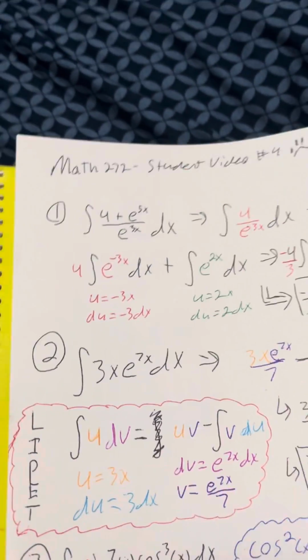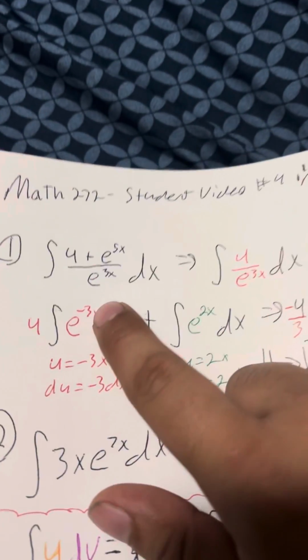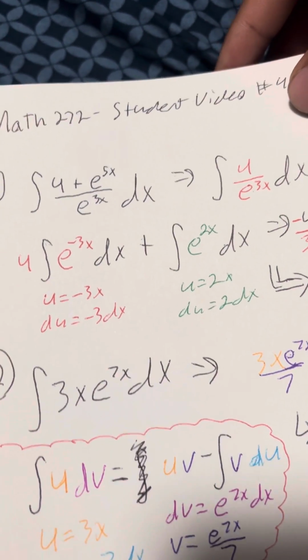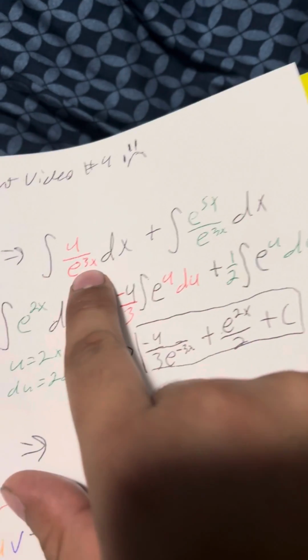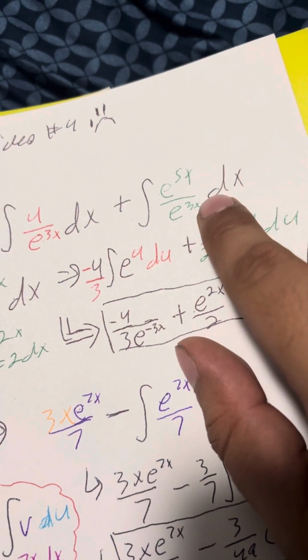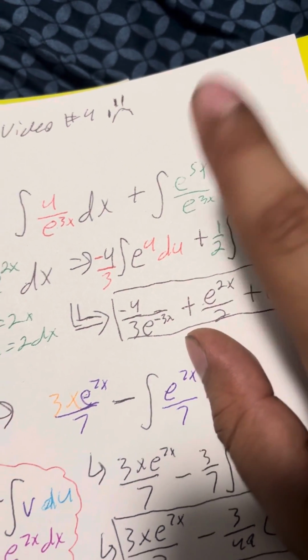So I have 3 questions. For my first one, I have to integrate this equation right here. And so I started by splitting my fraction and setting up 2 integrals. So my first integral, I have 4 over e to the power 3x, and then my second one, I have e to the power 5x over e to the power 3x.